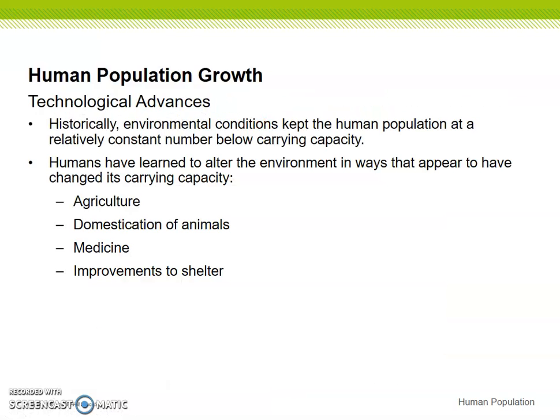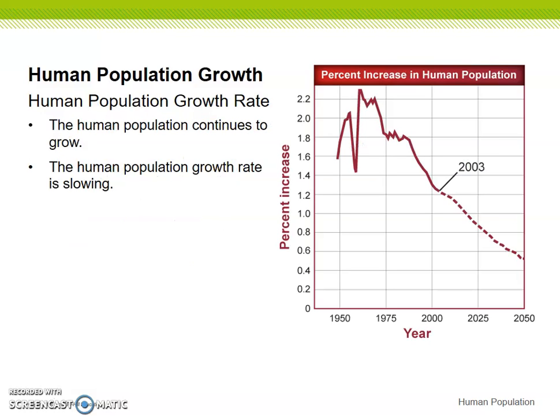Technological advances allowed us to increase our population at a very rapid pace. Historically, environmental conditions kept the human population at a relatively constant number below its carrying capacity. However, humans have learned to alter their environment in ways that appear to have changed its carrying capacity. We have changed it through agriculture, the domestication of animals, medicine, and improvement to our shelters.